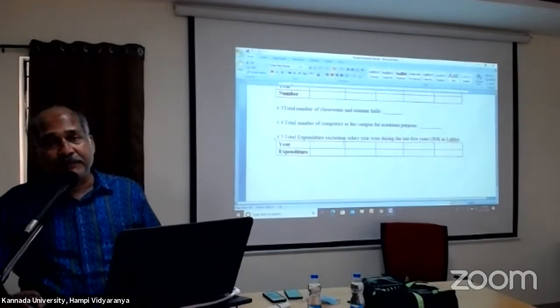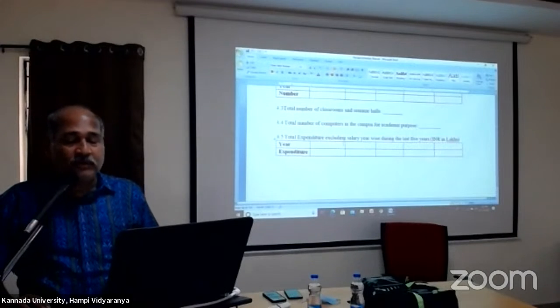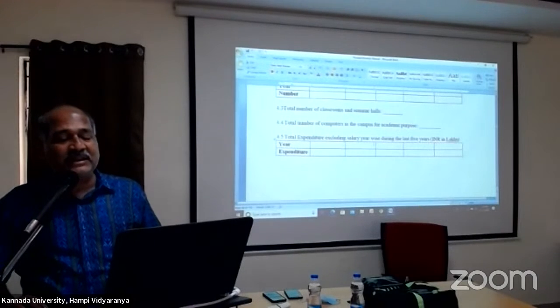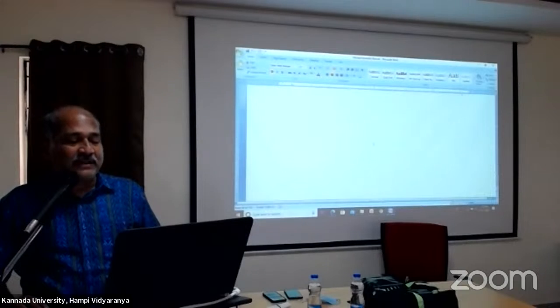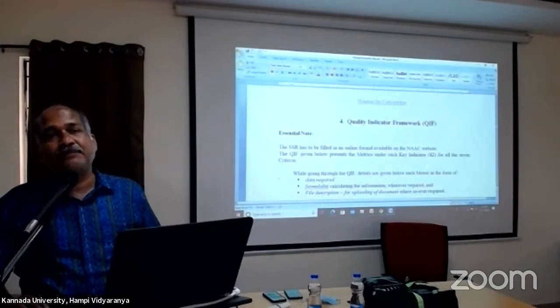Total number of classrooms and seminar halls. Total number of computers in the campus for academic purpose. Total expenditure excluding salary year-wise during last 5 years. These are all extended profile.